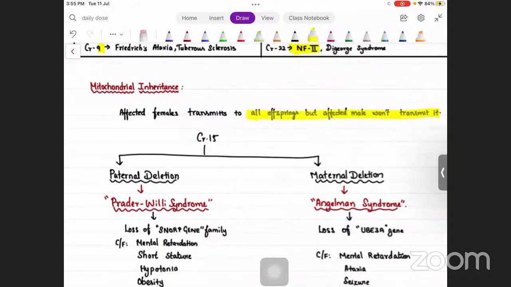In the biochemistry we have studied, mitochondrial DNA contributes about how many percent? Mitochondrial DNA contributes about 1%, just 1% you have to remember.